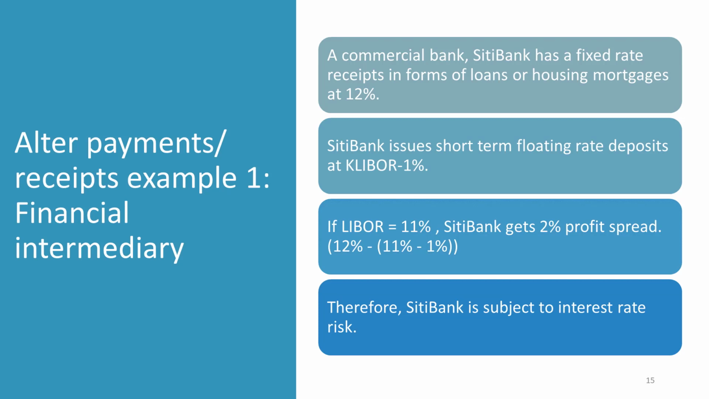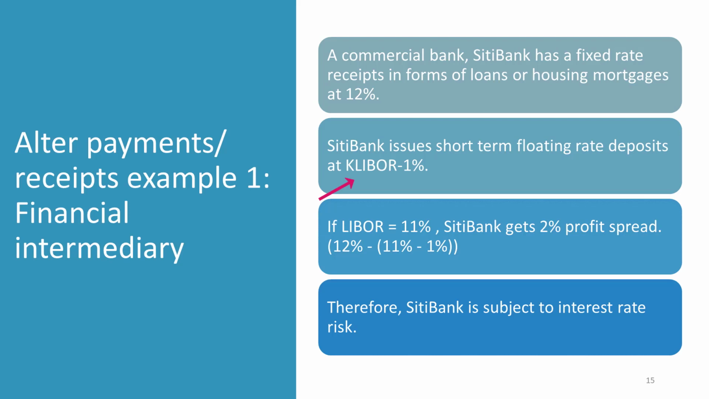In the previous example, we only focused on either receipts or payment. Financial intermediaries like banks will have a lot of cash inflows and outflows, which make them very vulnerable towards interest rate risk. In this example, Citibank's money inflow is from the loans and housing mortgages at 12%. Meanwhile, the money outflow is the issuance of floating rate deposits from the customer at CLIBOR minus 1%.